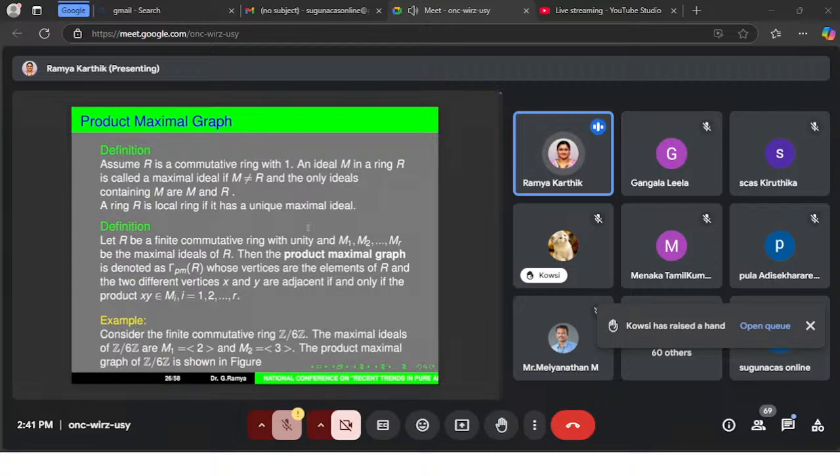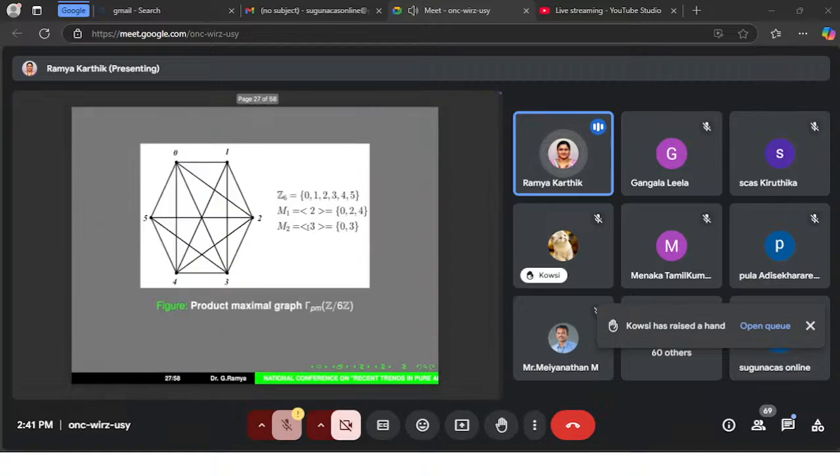For better understanding of the product maximal graph, let's take an example. See here, integers modulo 6. I will explain this in a step-by-step mode. First, you have to identify the maximal ideals of Z6. So what are the maximal ideals of Z6? M1 is {0, 2, 4}, generated by 2, and M2 is {0, 3}, generated by 3.